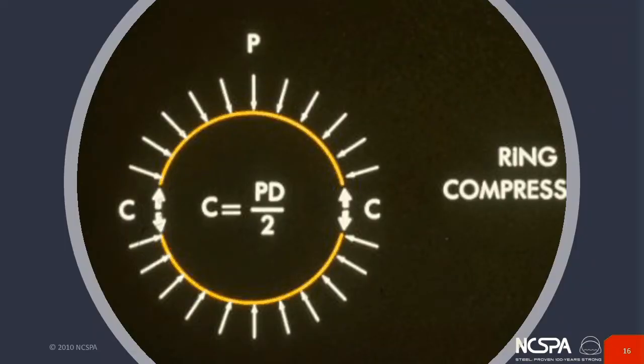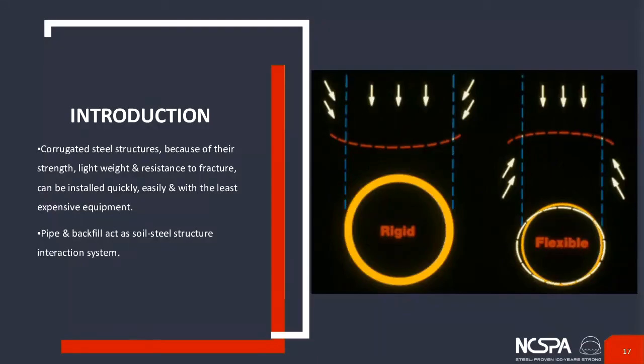Thrust is calculated by combining two factors, the dead load and the live load, and then multiplying that combined load by the diameter, dividing it in half. Pretty simple and straightforward, right? The soil structure interaction between the pipe and the backfill is different for flexible pipe and rigid pipe, of course.